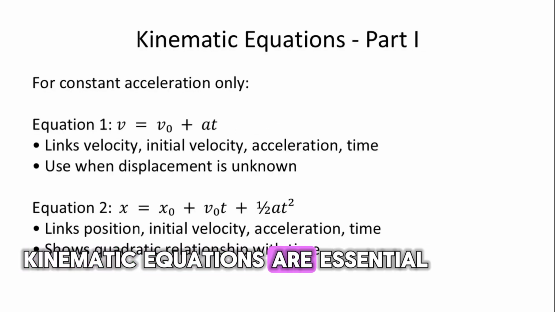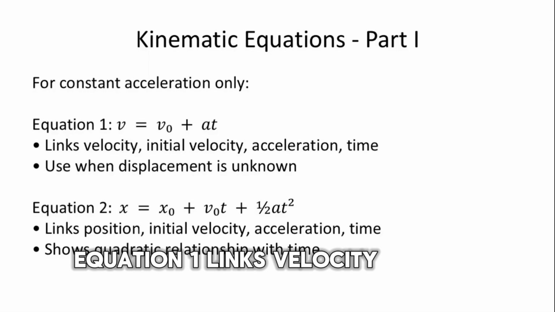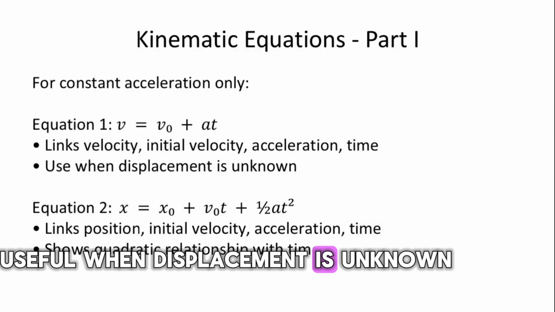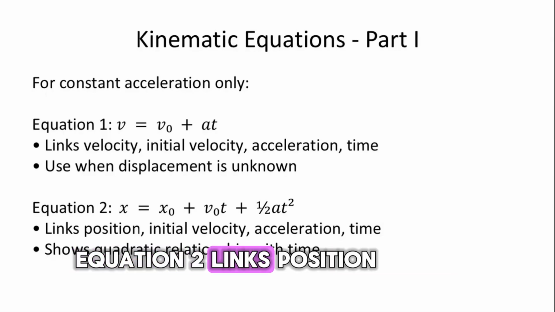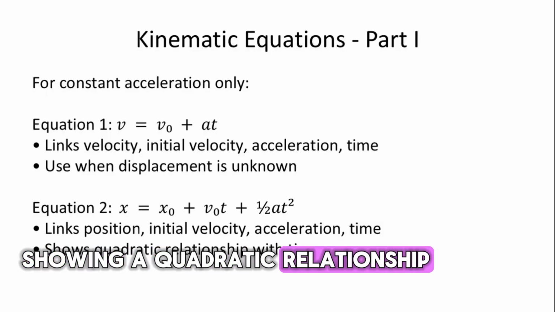Kinematic equations are essential for constant acceleration. Equation 1 links velocity, initial velocity, acceleration, and time, useful when displacement is unknown. Equation 2 links position, initial velocity, acceleration, and time, showing a quadratic relationship with time.